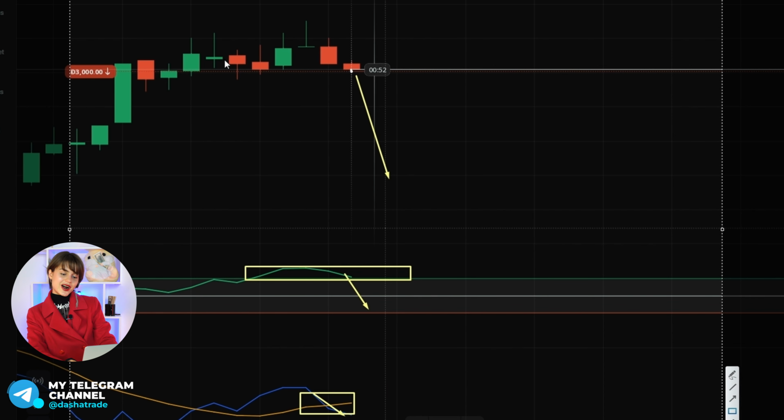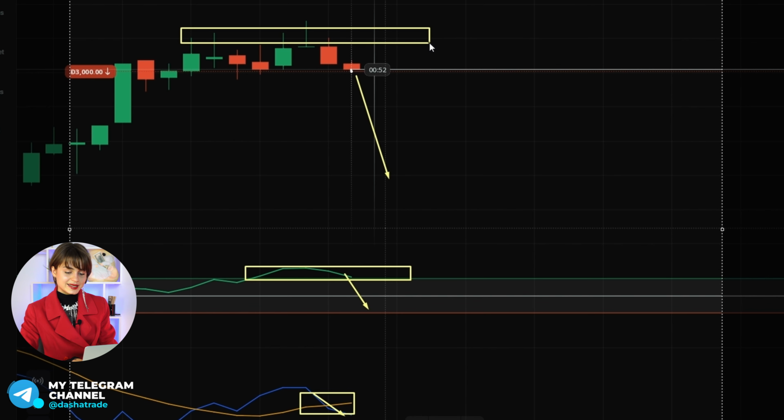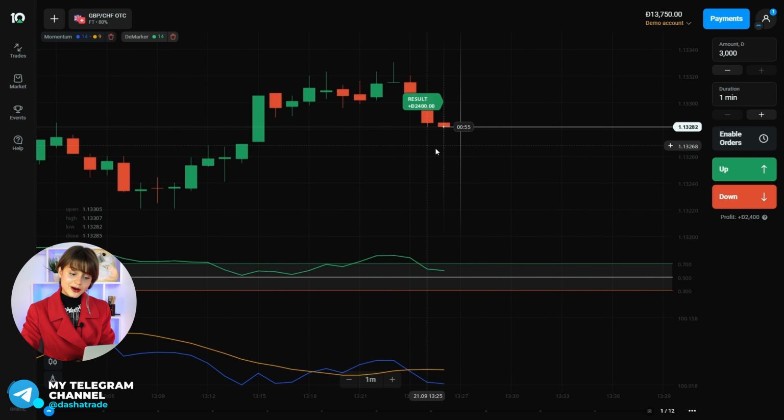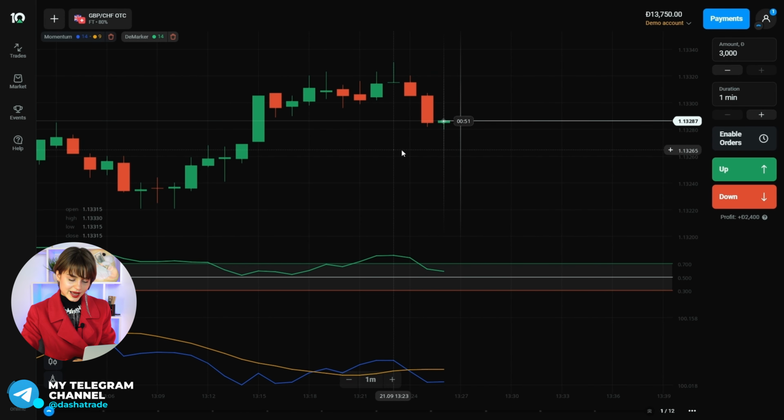Now, let's check the chart. First of all, I see the rollback from local resistance levels preceding here. Besides, there is a candlestick pattern, big shadow at the top and small body. This pattern is called doji, and it's usually followed by the price's decrease. So the deal is closed at a profit. Awesome result. Let's look for other cases.